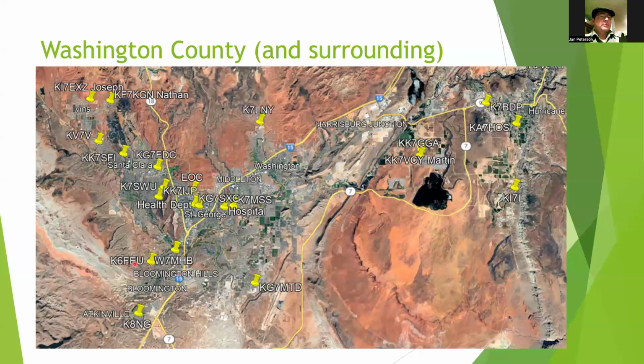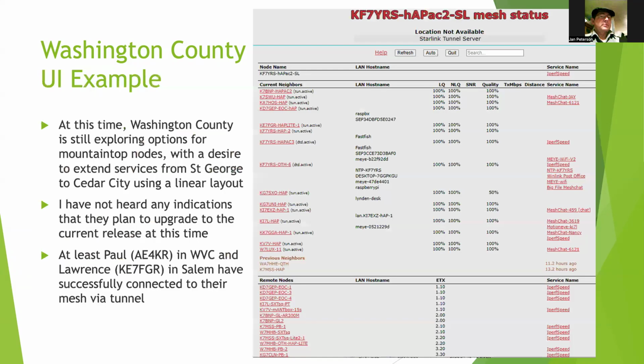Anyway, you can see there's quite a few nodes in St. George, and then they've got some stuff up here into Ivins. They've got some stuff out here over to Hurricane. The intention is to continue deploying these types of nodes using Starlink as their backbone. And here's a glimpse of the old UI, for those of you who want to reminisce about the bad old days.